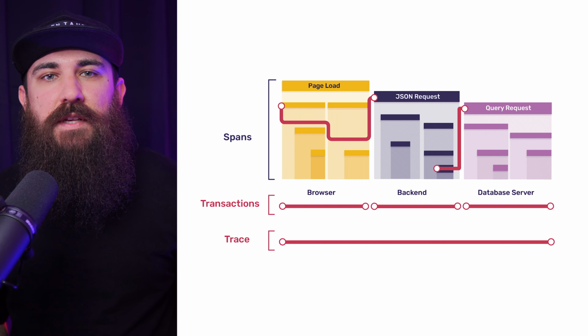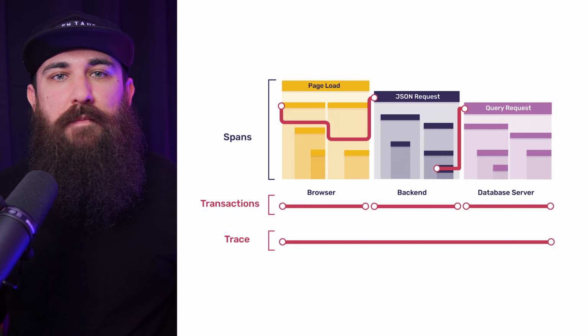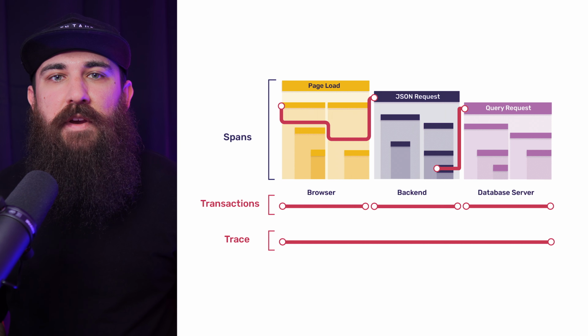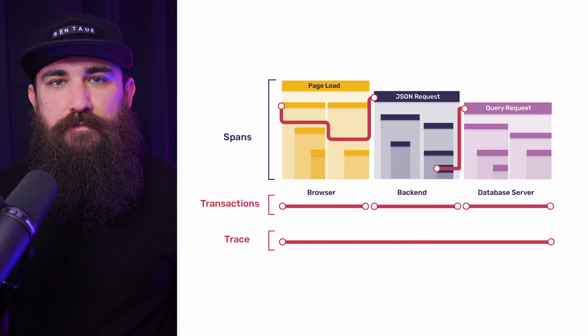We had three services in play. The browser, the backend, and the database. And we had transactions for each of them. Okay, so we've learned what a trace is and what it consists of. But how do we make it distributed?